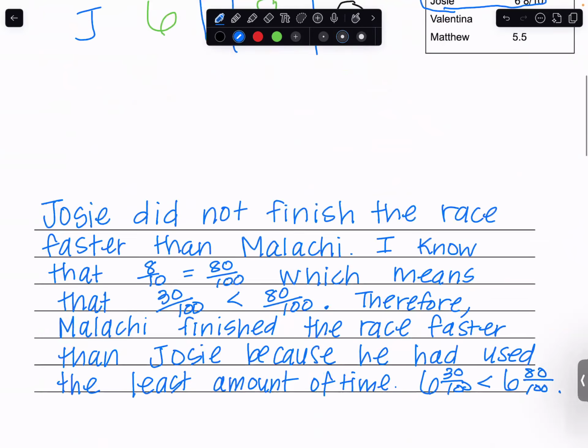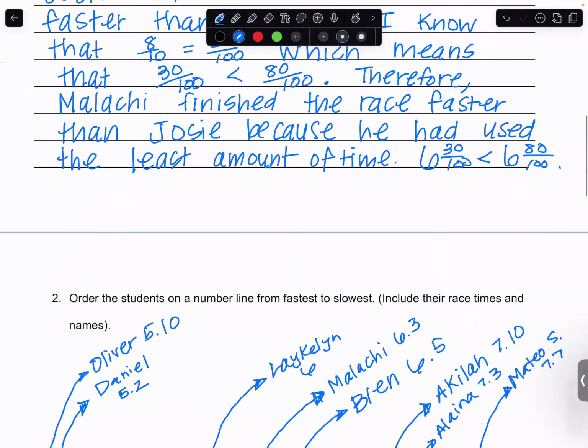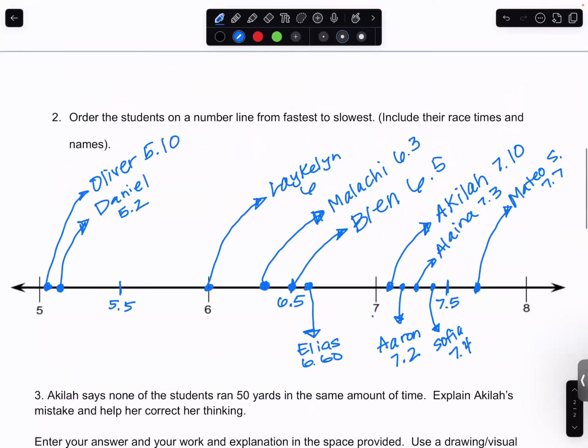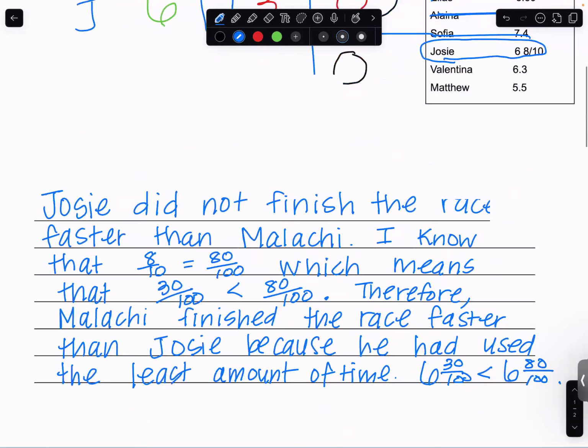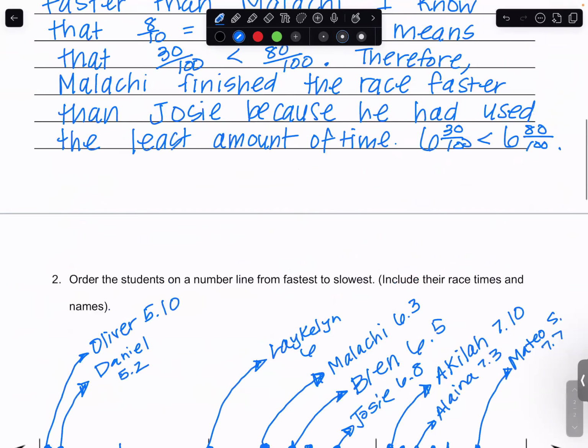Josie ran 6 and 8/10. So that is between 6 and 7. I know it's greater than 6 and 5/10 and greater than Elias's 6 and 60 hundredths. So we're definitely going to write that somewhere over here. And I said, who was that again? Josie's. Josie, 6 and 8/10. Beautiful.